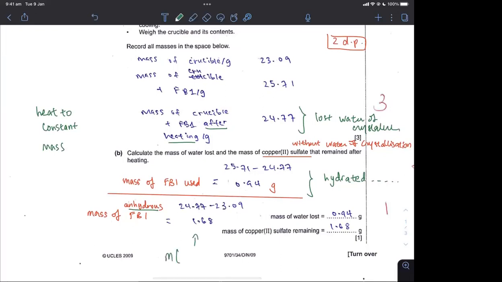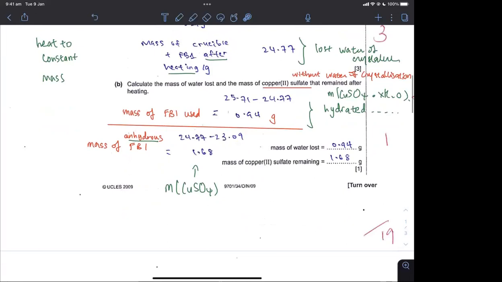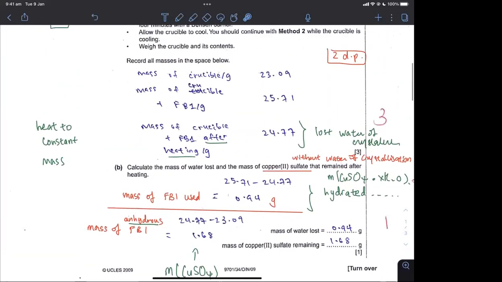This is just your mass of CuSO4. This is the mass of CuSO4·XH2O. So from here, am I correct? This doesn't seem very good. What am I doing here? I must have done something wrong. 24.77 is without water of crystallization. This is with water of crystallization. I think I've got it the other way around, which means my video was wrong actually.